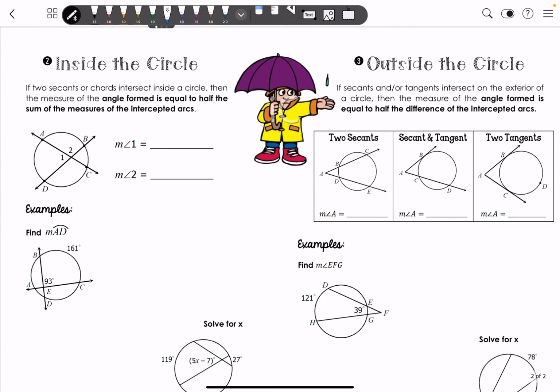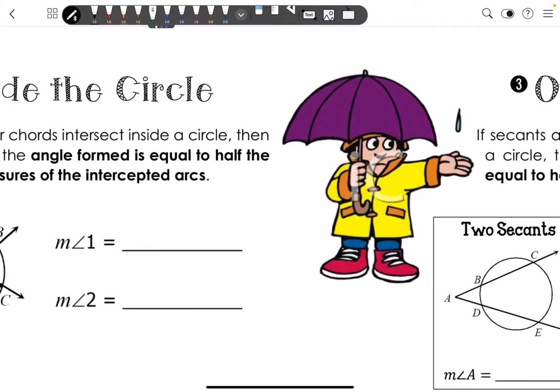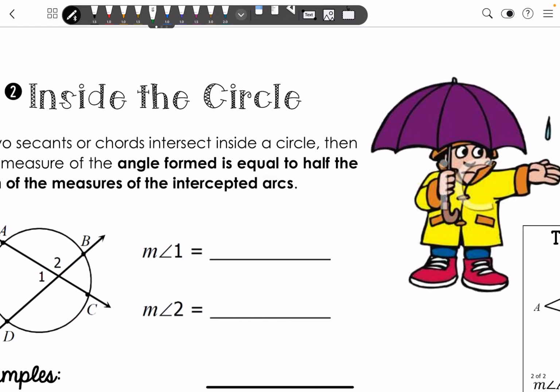Now check this out. We've got this little kiddo here with an umbrella. I want you to think about when it's raining, and especially with the storms happening nowadays, this will be helpful for you. Think about it with all the rain that we get in April. I want you to think about inside the circle as you are inside of the umbrella. When you are inside of an umbrella, whether it's raining or whether it's sunny, that is a positive thing. You are happy that you are under the umbrella.